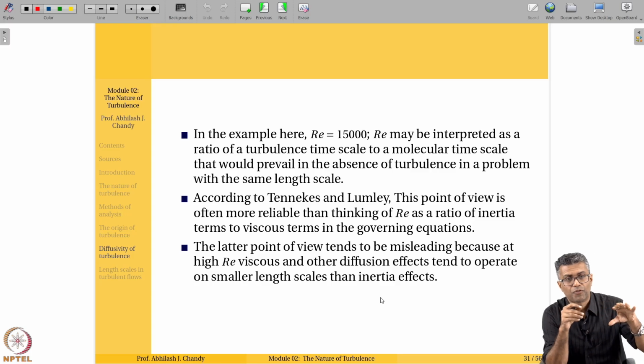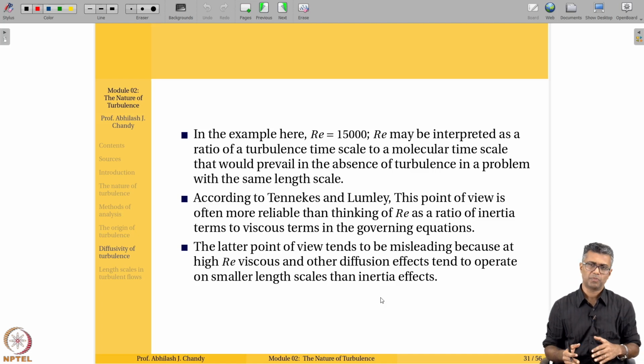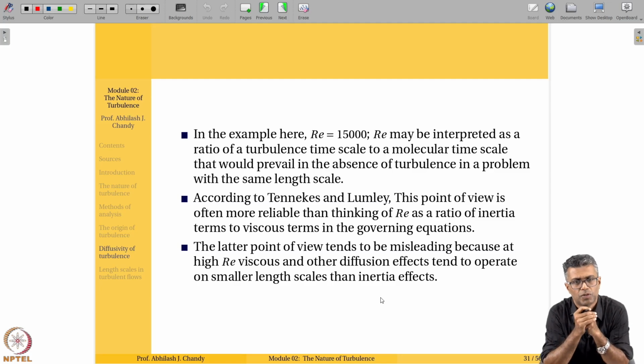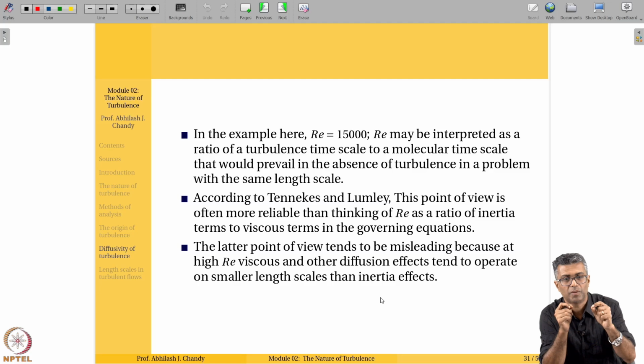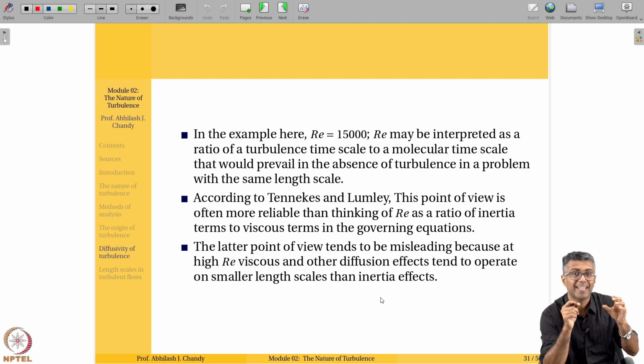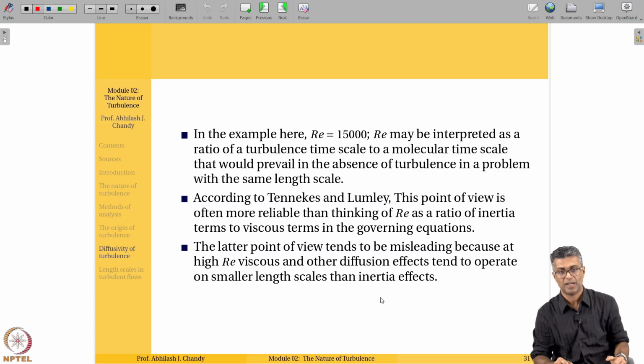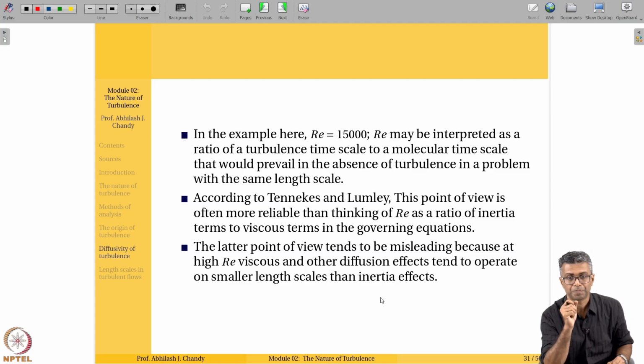Now, for this example here, the Reynolds number is approximately 15,000, based on the velocity, the viscosity of the air, the length scale and all that. Reynolds number is approximately 15,000. So you can think of this Reynolds number again as a ratio of the turbulent time scale to the molecular time scale that would prevail in the absence of turbulence in a problem with the same length scale, isn't it? And I'm going to explain this point a bit more.